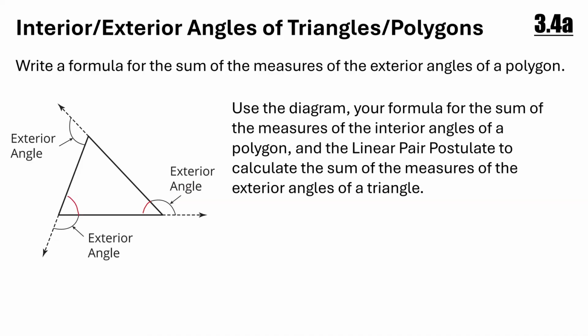Since there are three linear pairs, this is 180 times 3, which is 540. However, the interior angle sum is 180, meaning to get the exterior angle sum, subtract 180 from 540 to get 360 degrees.